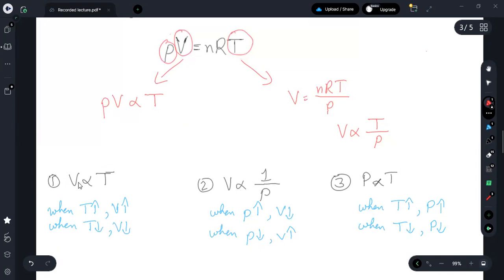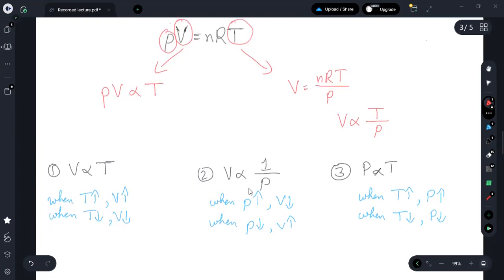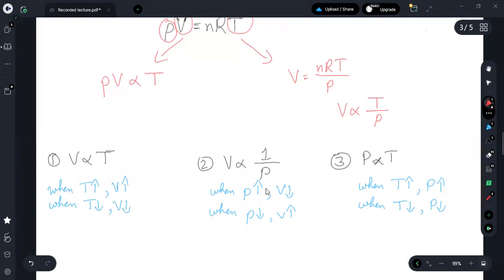So what do we mean by V directly proportional to T? That when temperature increases, volume increases. When temperature decreases, the volume decreases. For this case, when pressure increases, the volume decreases, and when pressure decreases, the volume increases. These are inverse relationships. And for P directly proportional to T, this is a direct relationship. When T increases, the P increases; when T decreases, the pressure decreases. And these three laws also work vice versa. For instance, in this case, when pressure increases, the volume decreases. The vice versa is also true: if volume decreases, the pressure would increase.